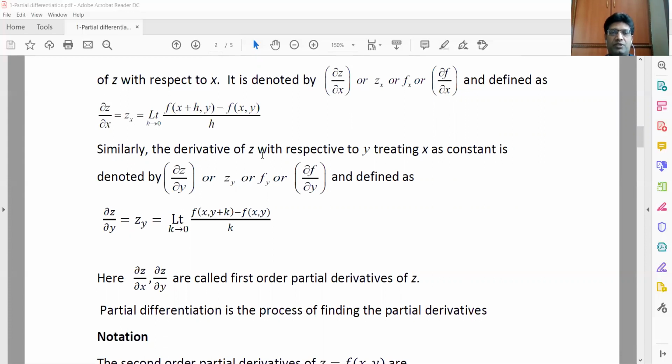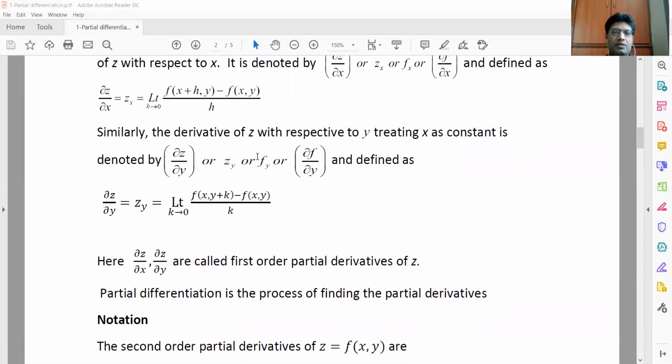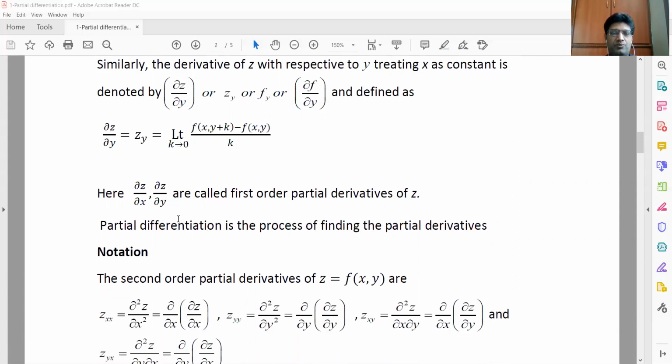Similarly, the derivative of z with respect to y treating x as constant is denoted by dou z by dou y or z sub y or f sub y or dou f by dou y, and is defined as dou z by dou y equals, in a similar way, limit k tends to 0 of f of x comma y plus k minus f of x comma y, divided by k. So here dou z by dou x and dou z by dou y are called the first order partial derivatives of z. What is partial differentiation? It is nothing but the process of finding the partial derivatives.